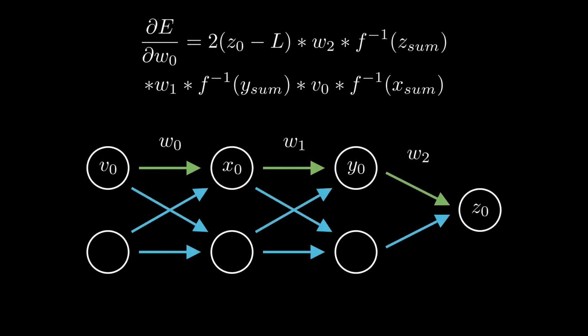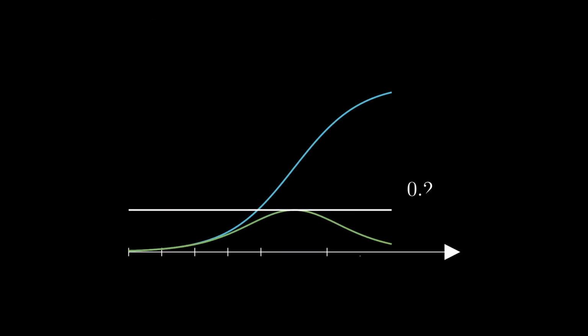This is the equation for the gradient of the error function with respect to w0. The derivation of this equation is not the focus of this video, but what is important is that we multiply the derivative of the activation function together multiple times. To understand why this is a problem, let's look at the common activation function, the sigmoid activation function. Here we have the function plotted with its derivative in green. We can see that the maximum is 0.25.